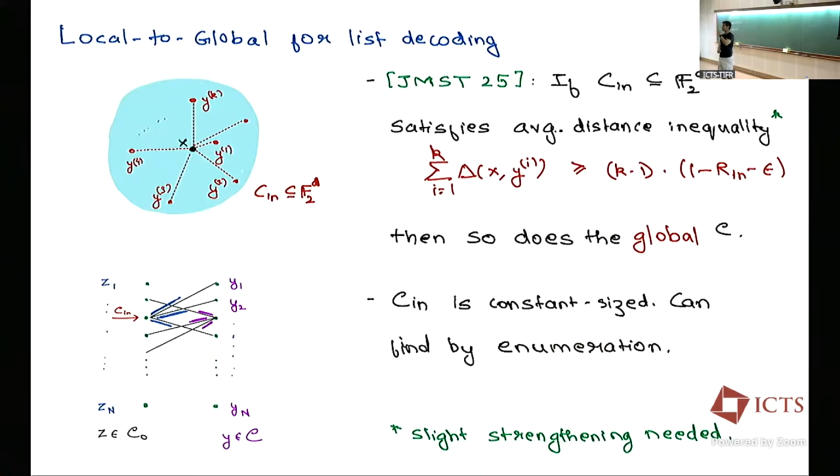Yes, it's satisfied by random codes, random linear codes even. I'll use the fact that such codes exist, and if not, you can just use folded Reed-Solomon as the inner code if you like.